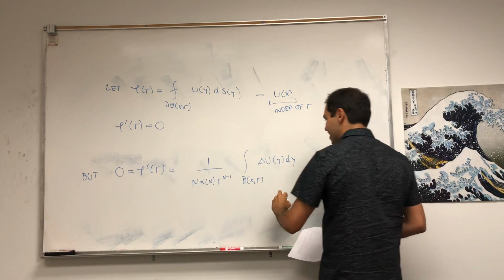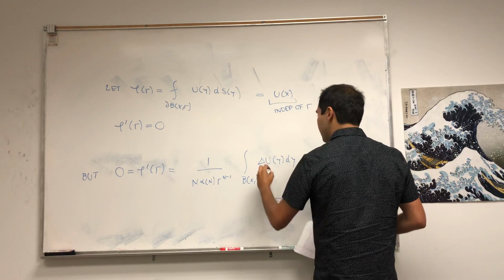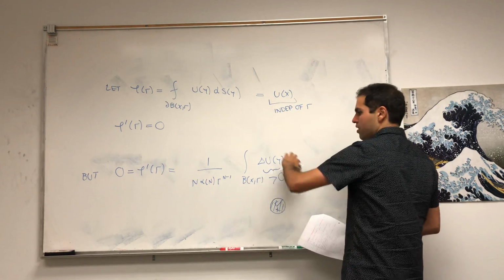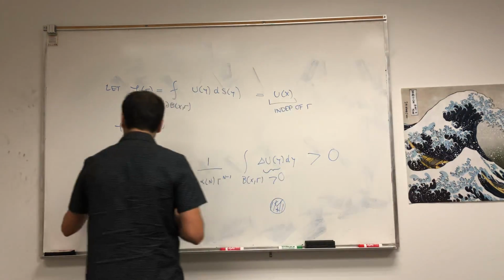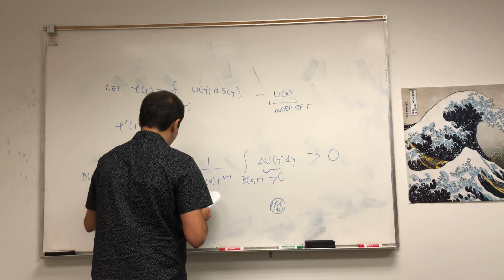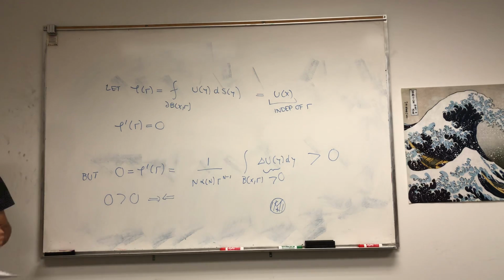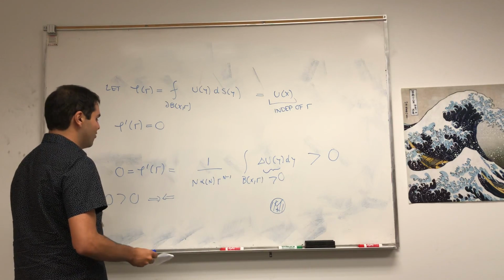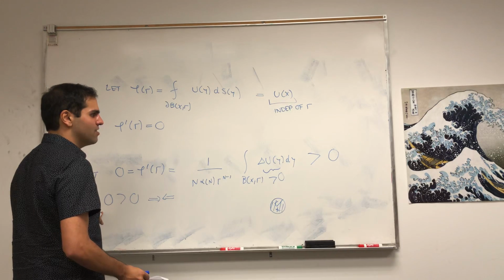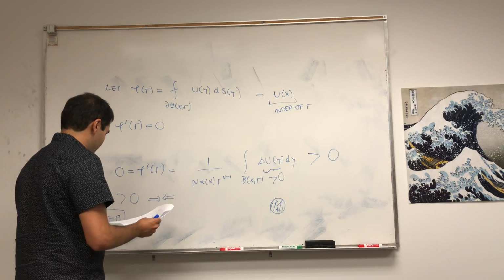But remember what we said? We said that on that ball, for r small enough, the Laplacian is positive. So this whole integral is positive. And then what you get is that 0 is greater than 0, and that's a contradiction. A contradiction with the fact that the Laplacian is non-zero somewhere, and so the Laplacian has to be identically equal to 0.